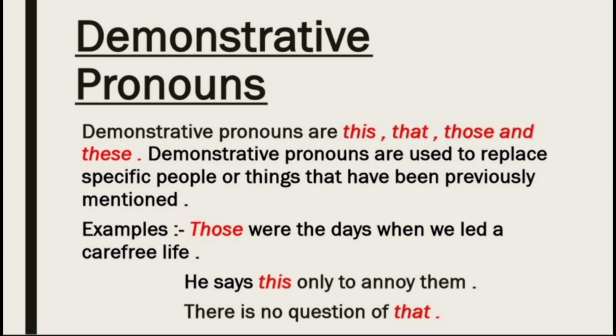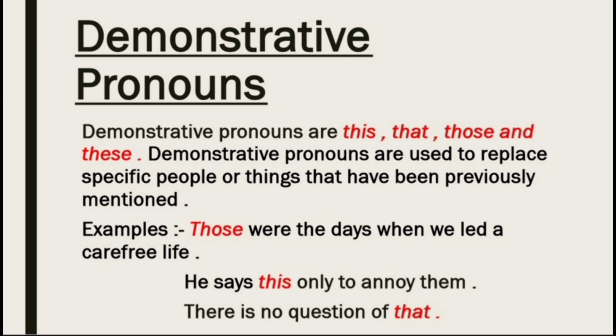In the second example, he says this only to annoy them. So here the demonstrative pronoun is coming after the verb says. In the next example, there is no question of that. So here the demonstrative pronoun is coming after the preposition. So therefore a demonstrative pronoun is either located before the verb, after the verb, and it can occur after a preposition.